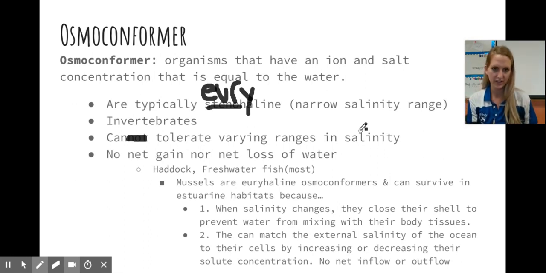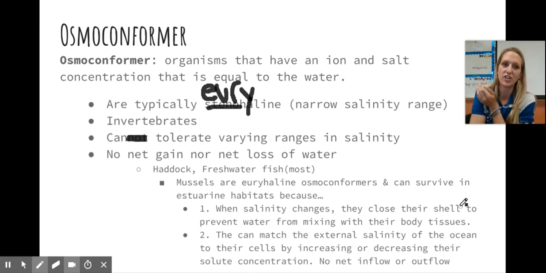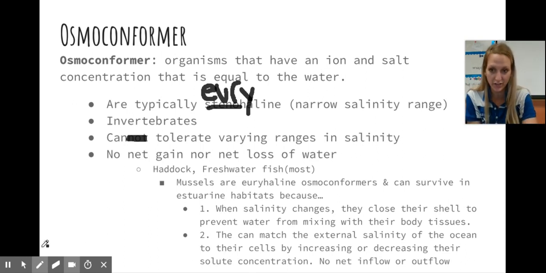Mussels are euryhaline. They can survive many estuarine habitats. They can survive tide pools, things like that, because when the salinity changes, they can close their shell up. They can also do some active transport, and they can match the solute concentration to their surroundings as to what's inside of them, so that there's no net gain or net outflow of water. Whatever comes in is equal to what goes out, and they reach an isotonic solution.